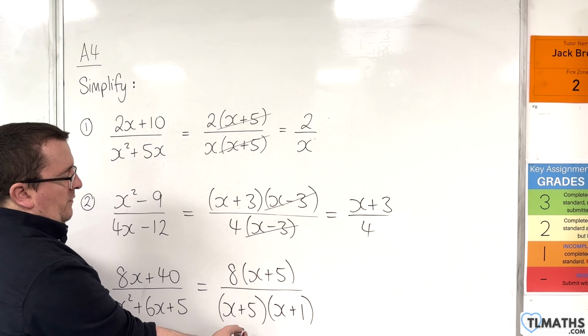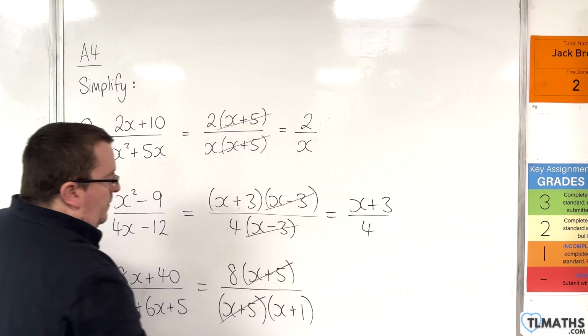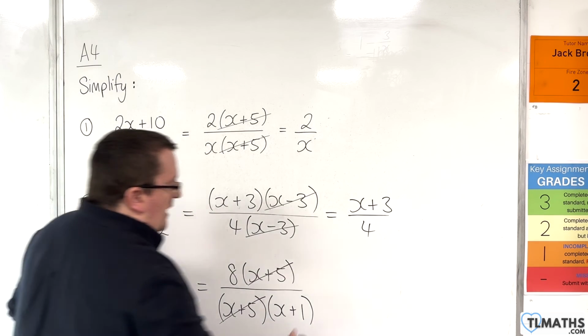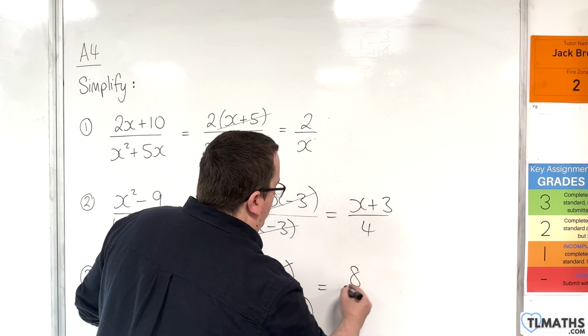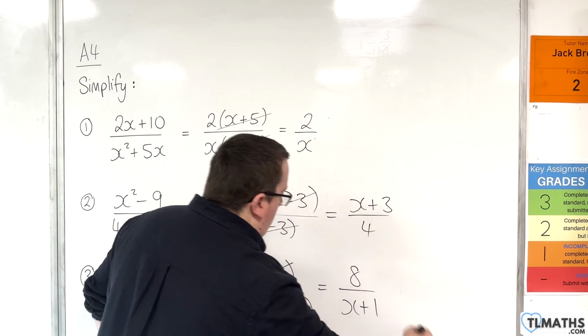And you can now see that we've got a common factor in the numerator and denominator. So we can divide through by x plus 5, top and bottom. And we'll be left with, well, we've got 8 left over in the numerator and x plus 1 in the denominator.